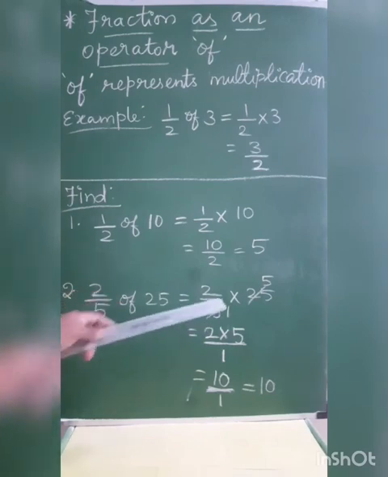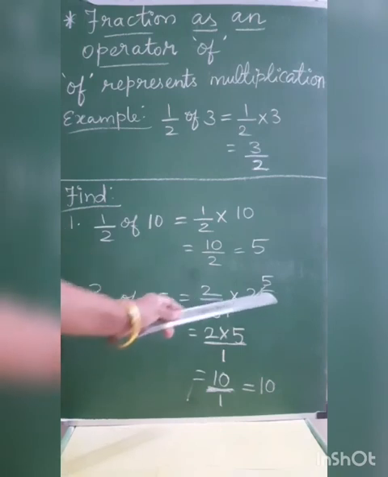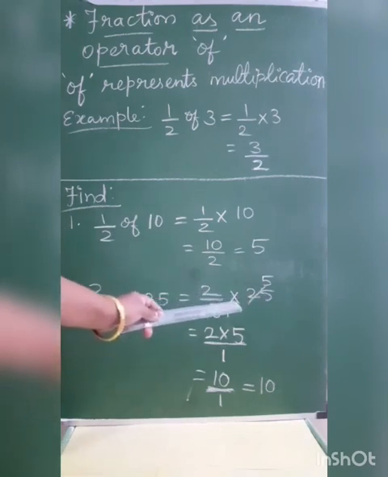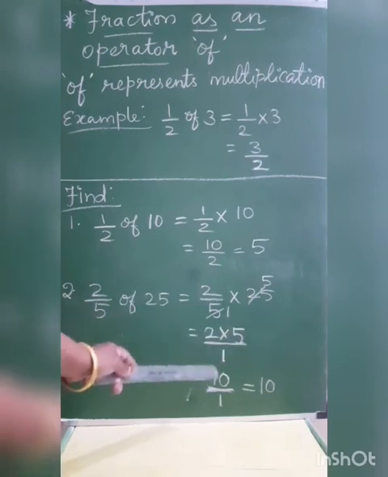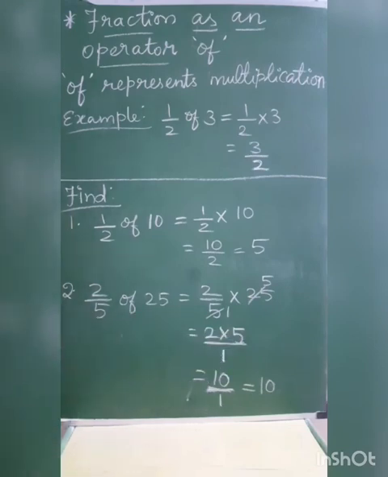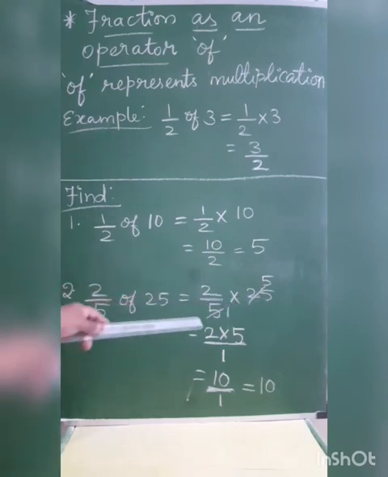And by cancellation, you can find this out too. 1 5 is 5, 5 5 is 25. So in the numerator, 2 into 5, and the denominator value is 1. 2 into 5 is 10. The denominator is 1. So 10 by 1, the answer is 10. In this sum, there are 2 ways to find the answer. One way is by cancellation, the other way is the whole number multiplying with the numerator: 2 into 25 is 50, divided by 5, that answer is 10.